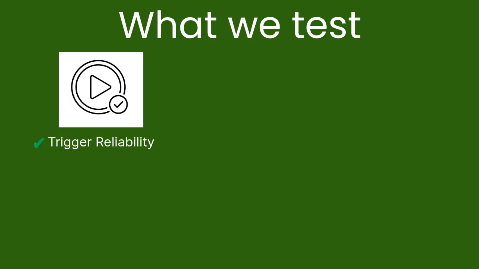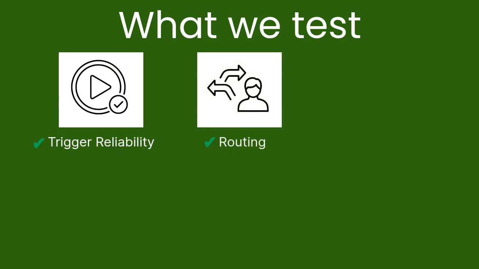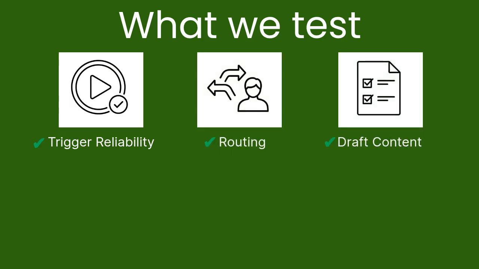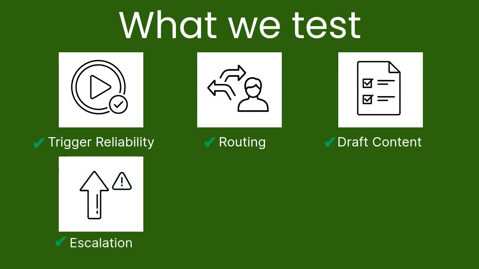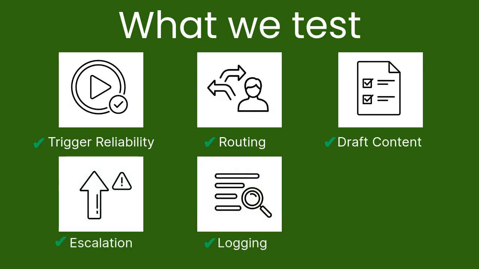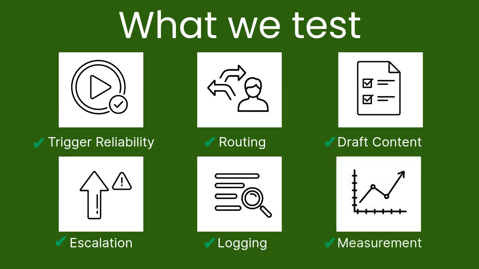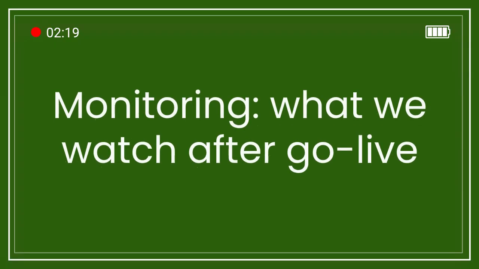In practice, we test trigger reliability. Does the workflow run when it should? Routing. Does the right owner get assigned? Draft content. Does the draft include the right required elements? Escalation. Are the right cases flagged and routed? Logging. Can we see what happened when something looked wrong? Measurement. Are the metrics captured correctly? This looks similar to testing any automated workflow. AI adds variability, so we put more emphasis on guardrails, constrained outputs, templates, and escalation rules.